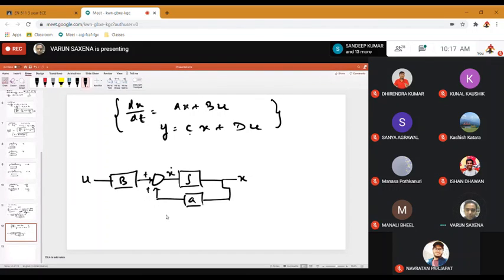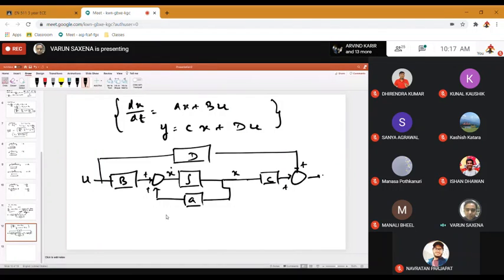So basically, you take your x and multiply it by c, then you have u getting multiplied by d. That's it. This is the block diagram for this. Okay, this is the block diagram in time domain.